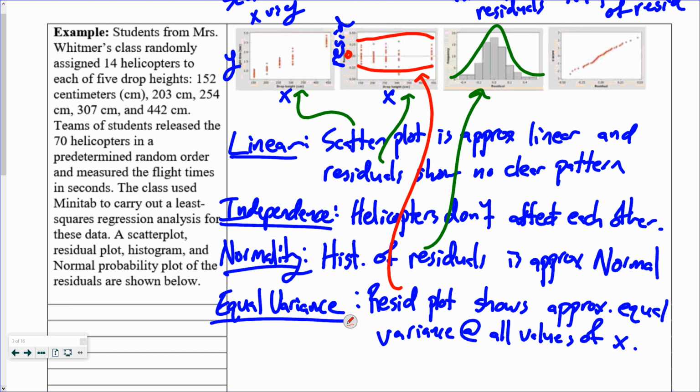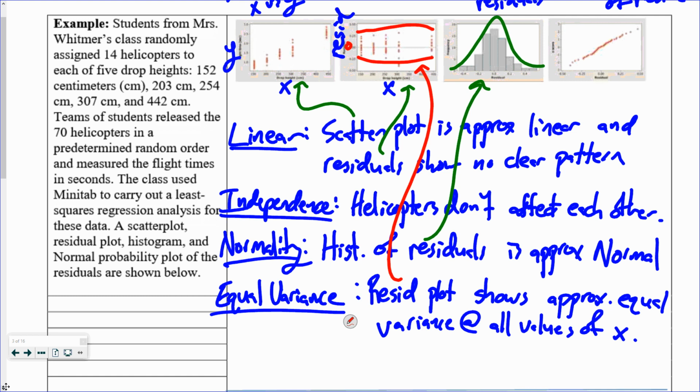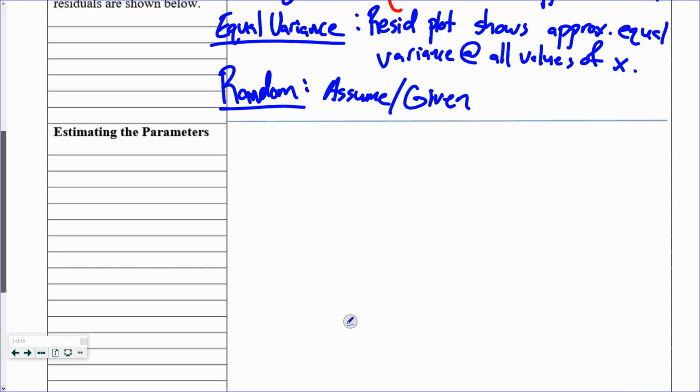And our last condition here is randomness. As always, there's no way to check that. We must assume, or it must be given, as always. So those conditions, again, you don't have time to make those plots. That's like 5 minutes worth of plot making. You just don't have time to do it. So oftentimes those plots are going to be given to you, and you're going to have to interpret them as we have done here.